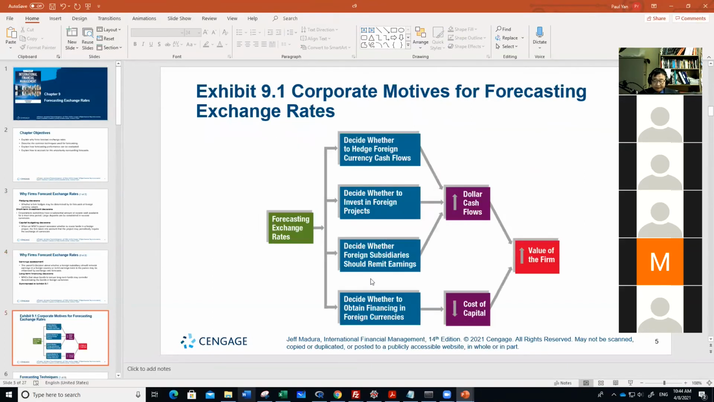So this is why companies forecast foreign exchange rates. The basic objectives are to increase dollar cash flow and to reduce the cost of capital. The first one is usually short term, and the second is long term.